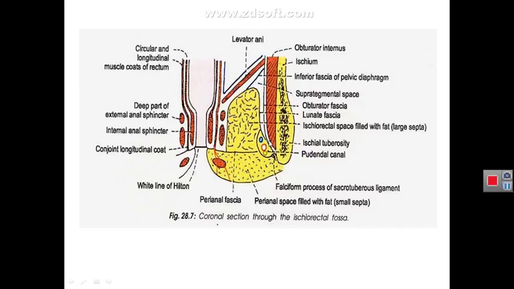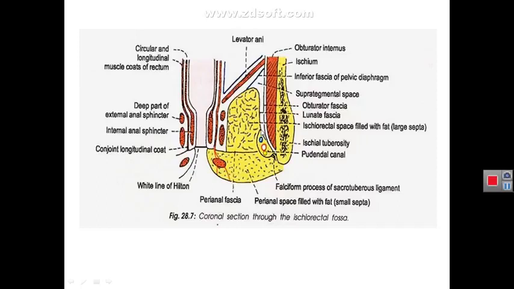You can see that the lateral wall of the ischiorectal fossa contains a fascial canal, which is called the pudendal canal. This fascial canal is attached to the lateral wall of the ischiorectal fossa, and medially by the perianal fascia, which is an extension from the conjoint longitudinal cord. This perianal fascia is attached to the medial aspect of the pudendal canal. Also, this fascial canal is attached laterally to the fascia covering obturator internus, called the obturator internus fascia.